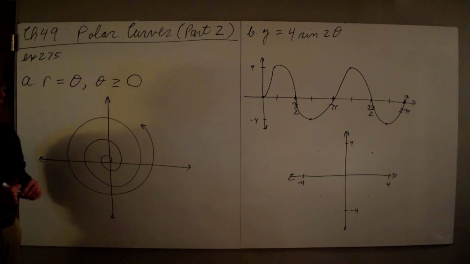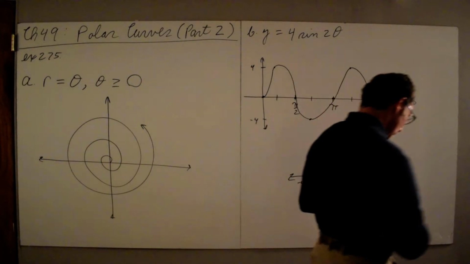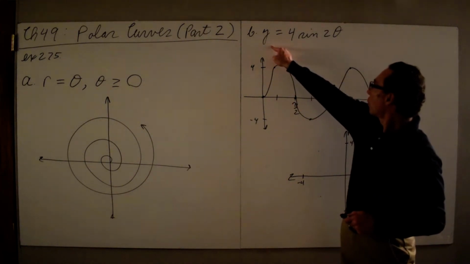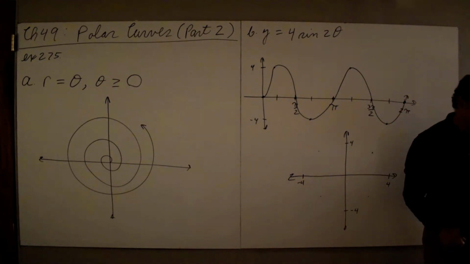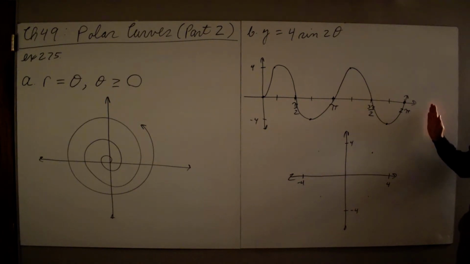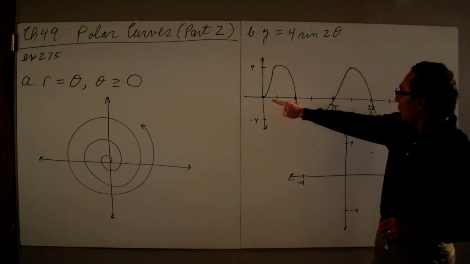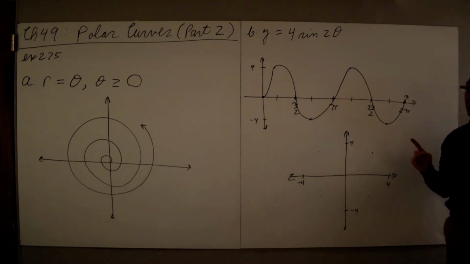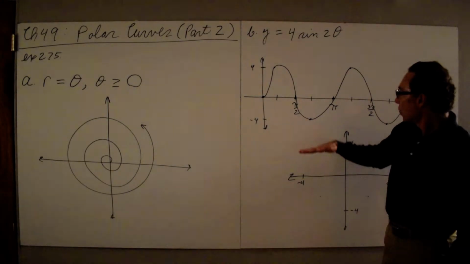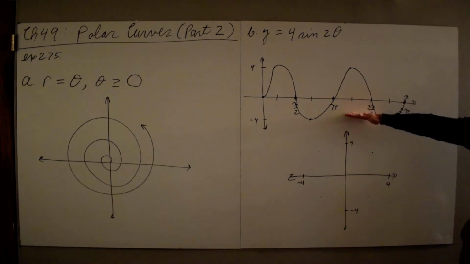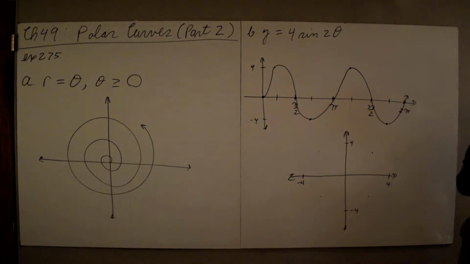Part B is a little more complicated. For part B, we have the polar curve r equals 4 sine 2 theta. We're going to sketch the rectangular curve y equals 4 sine 2 theta first. And we know how to do this. This is just a trig function. And so this is the rectangular graph of y equals 4 sine of 2 theta.